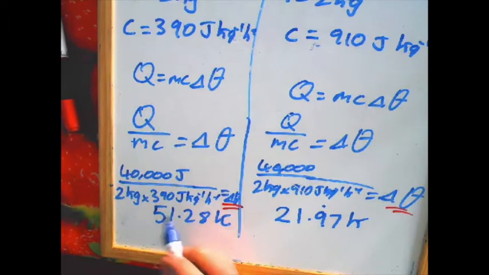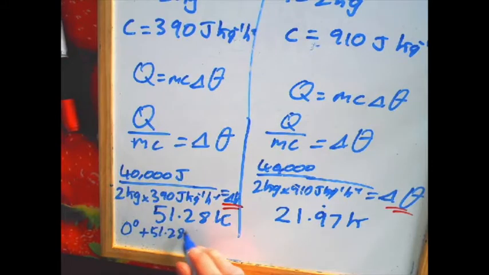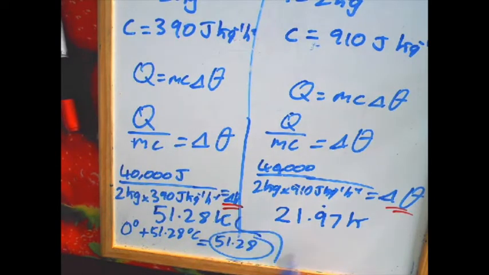Now the good news is we're most of the way there, but this is a little bit tricky. Remember that what we've calculated is the change in temperature. We haven't calculated the temperature, we've calculated the change in temperature. Because they said that the copper starts off at 0 degrees Celsius and increased by 51.28, we can say this is degrees Celsius as well, because remember the same unit. We've got a final temperature for the copper of 51.28.